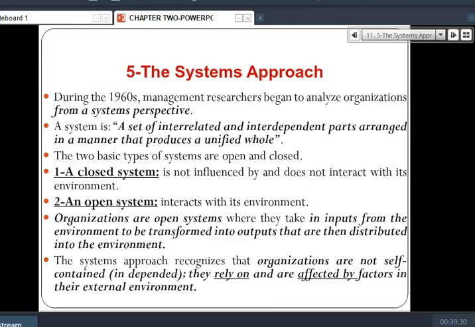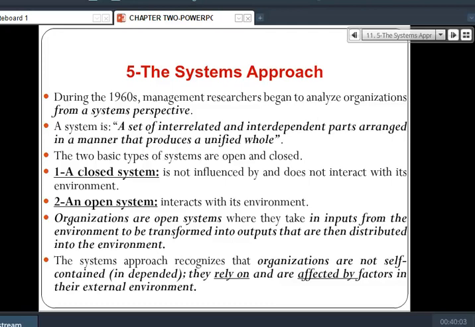The two basic types of system are open and closed. I might ask you on the exam day: when was the systems approach established, which is the 1960s. What is a system? Define it, a set of integrated and interdependent parts, and so on, and determine the two kinds of system, closed and open.